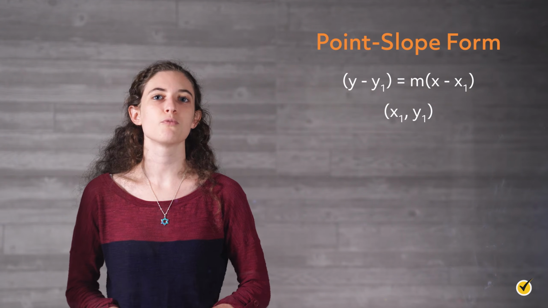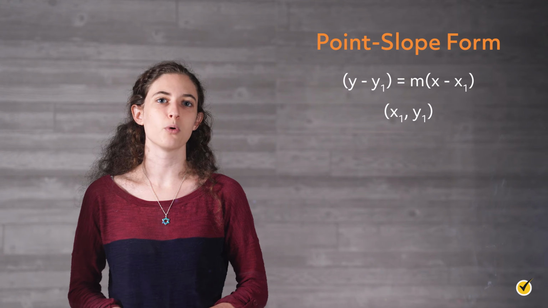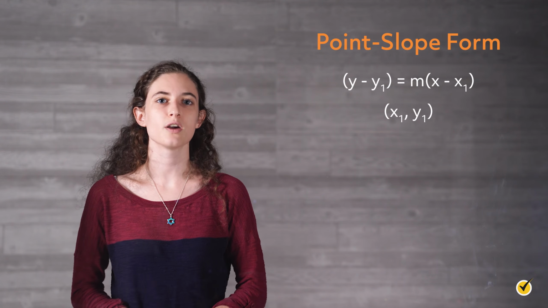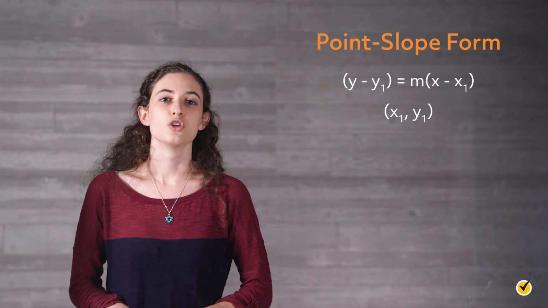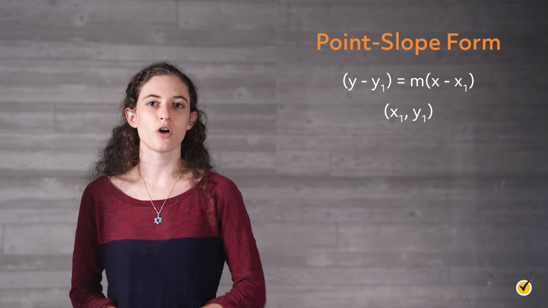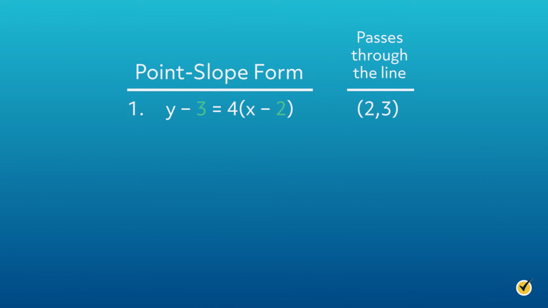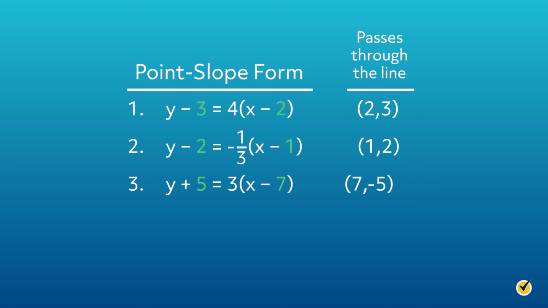Note that the point-slope form subtracts the y-coordinate of the point y1 from the variable y, and the x-coordinate of the point x1 is subtracted from the variable x. Notice how the point is identified with the following examples. In this first example, the line passes through the point 2, 3. The line in the second example runs through the point 1, 2. In the third example, the line passes through the point 7, -5.